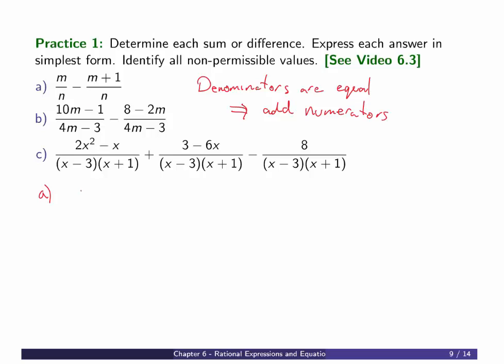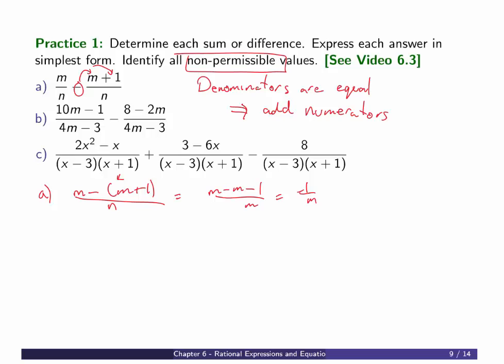So for part A, we could rewrite this right away as the following. Notice how I use brackets here, because this negative is actually distributing to both. Once we have that, we have m minus 1 over m equals negative 1 over m. It also says to identify any non-permissible values. Sorry, these should be n's. So that's the answer.